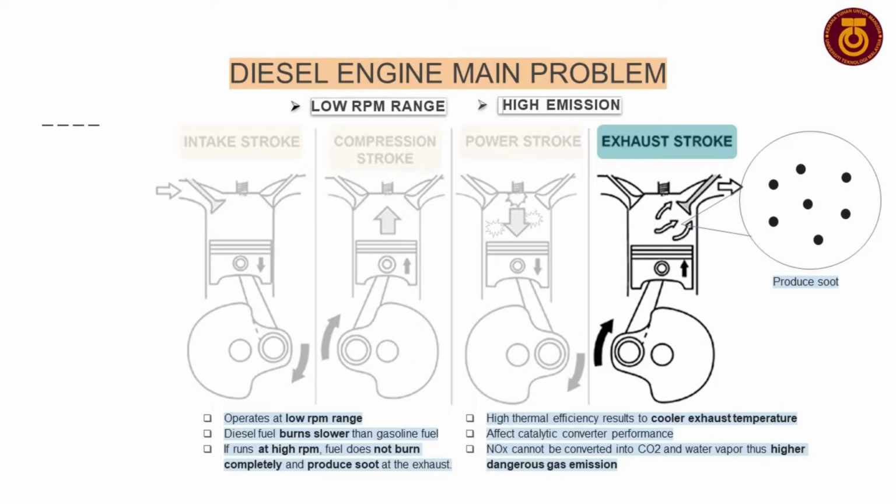The next problem is high emission of nitrogen oxide. Due to the high thermal efficiency of diesel engine, the exhaust temperature will be cooler than equivalent gasoline engine. It is because it converts more chemical energy to mechanical energy rather than converted into heat. The cooler exhaust temperature will make the catalytic converter to be inefficient, thus releasing more dangerous nitrogen oxide gas to the environment.